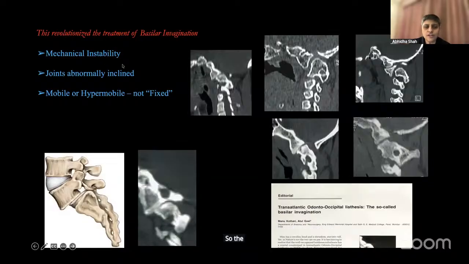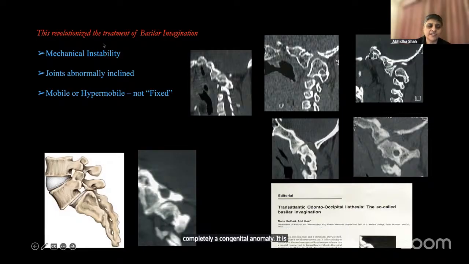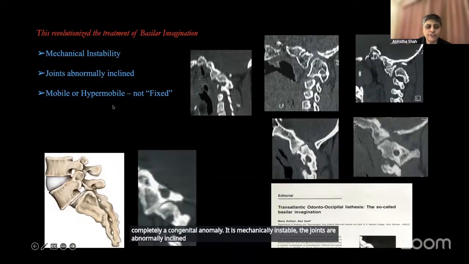So the whole theory of basilar invagination changed, where it was realized that it is not completely a congenital anomaly. It is mechanically unstable. The joints are abnormally inclined. They are not fixed. They are not only mobile, but they are hypermobile. And you can liken the basilar invagination to a lumbosacral listhesis.